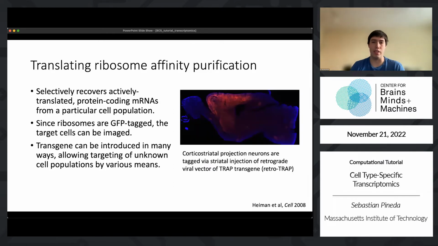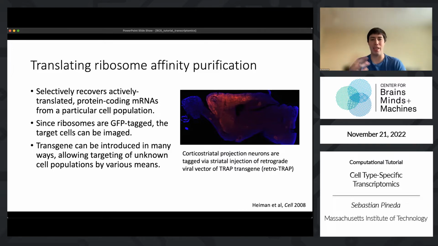So what was nice about this is that it allowed for very high fidelity cell type specific RNA sequencing. And what you would selectively recover are these actively translated protein coding RNAs. So everything that you recovered is something that was going to be used to make protein. And because all of these were GFP tagged, you could actually stick them under a microscope and validate beforehand that your experiment worked. You know, I'm targeting striatum. Only the striatum should light up, right? You're not wasting time sequencing the wrong thing.